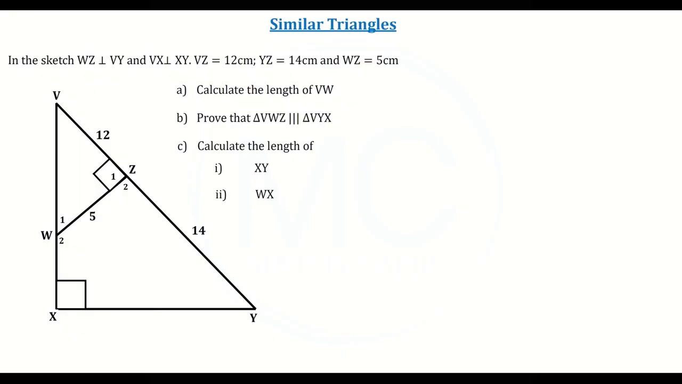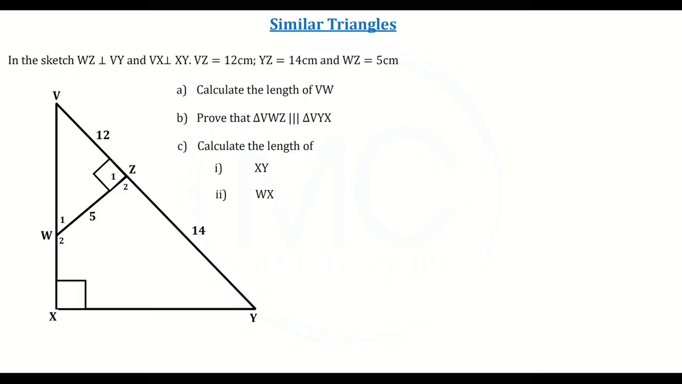Let's do one more example. In this sketch, WZ is perpendicular to VY and VX is perpendicular to XY. VZ is equal to 12 centimeters, YZ is equal to 14 centimeters, and WZ is equal to 5 centimeters. A. Calculate the length of VW. B. Prove that triangle VWZ is similar to triangle VYX. C. Calculate the length of XY and WX.